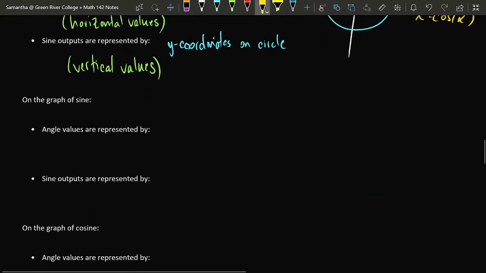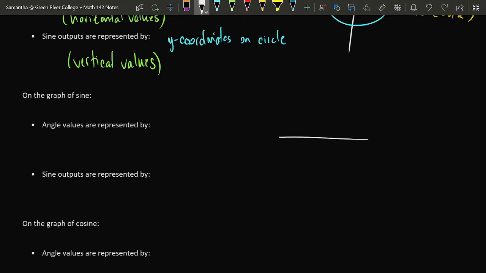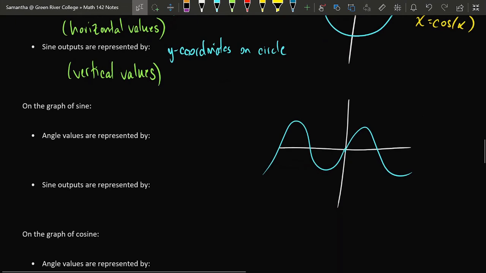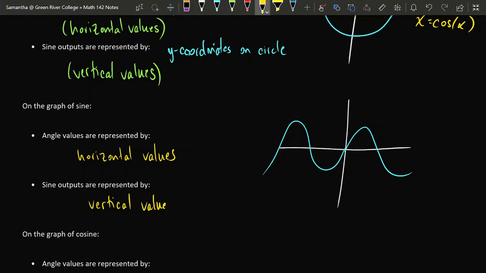Now, if you're looking at a picture which contains the graph of sine, in this case, the horizontal axis has a completely different meaning than it did in the unit circle picture. On the graph of sine, the angles are represented by horizontal values, and the sine outputs are represented by vertical values. So it would be appropriate for me to label the horizontal axis by something like alpha and the vertical axis by something like sine of alpha.